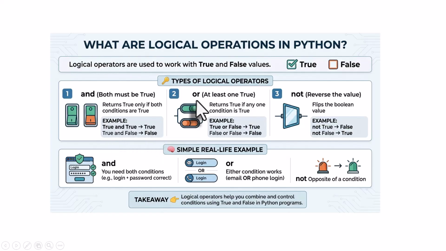And the next logical operator is OR, that is, at least one true. So the OR operator returns true if any one condition is true. For example, true or false equals true, and false or false equals false.